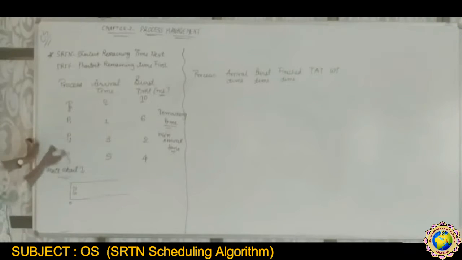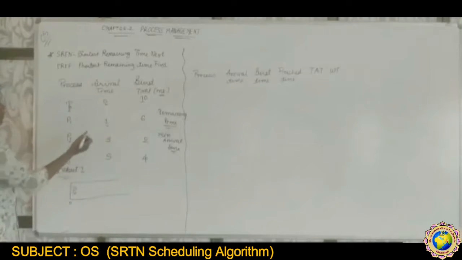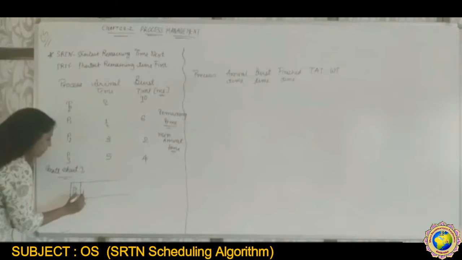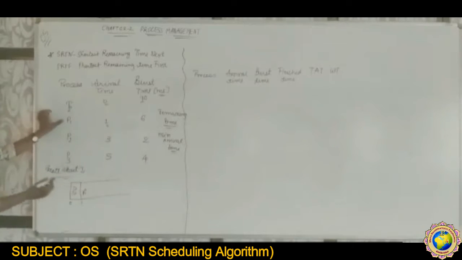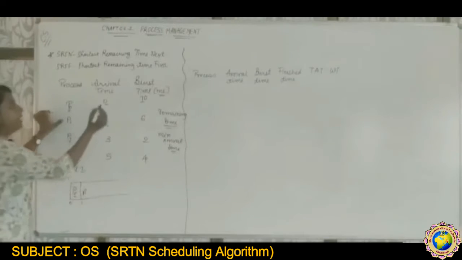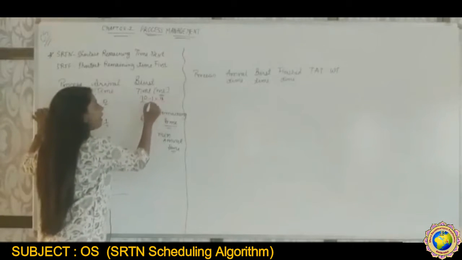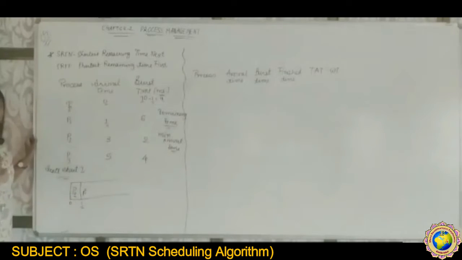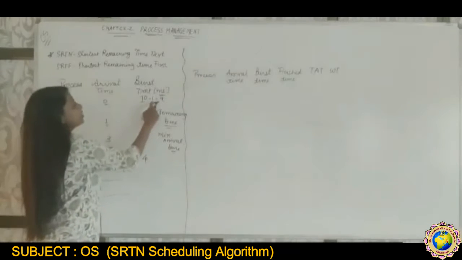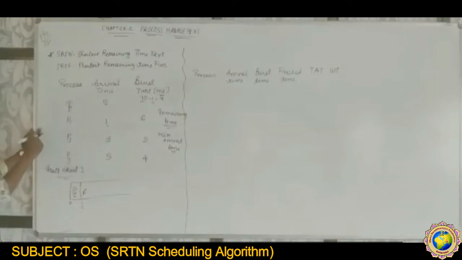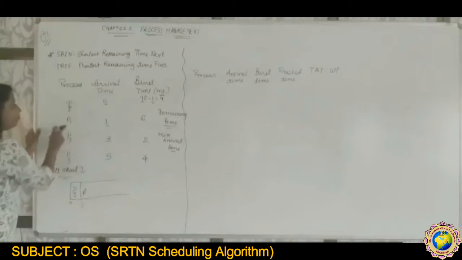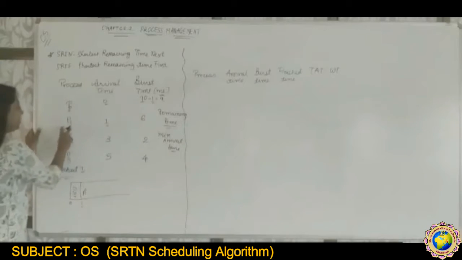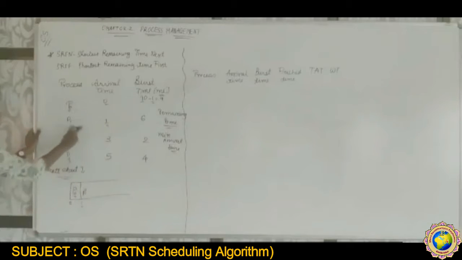Next, at 1, P1 arrives. So the remaining time of P0 will be 10 minus 1, that is 9. Why 1? Because P0 has performed for 1 unit. Okay. So 0 to 1 is P0, and 10 minus 1 is 9. Now at arrival time 1, P1 comes. So P1 will execute its operation.